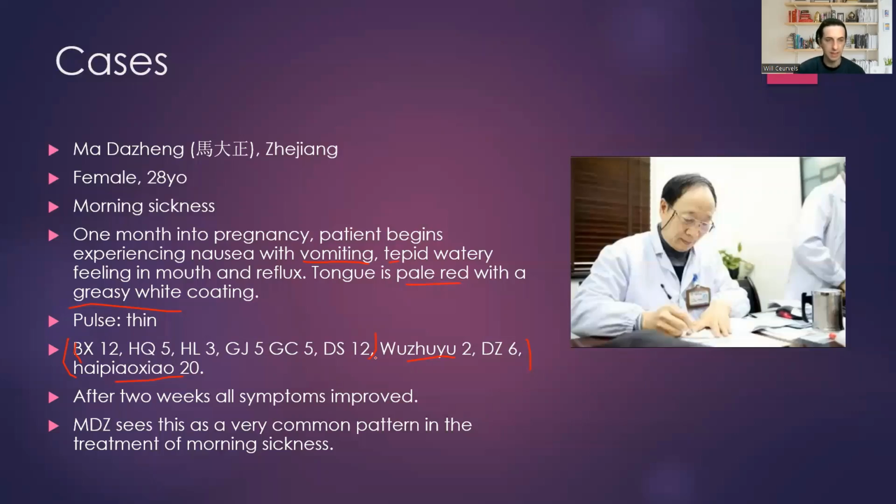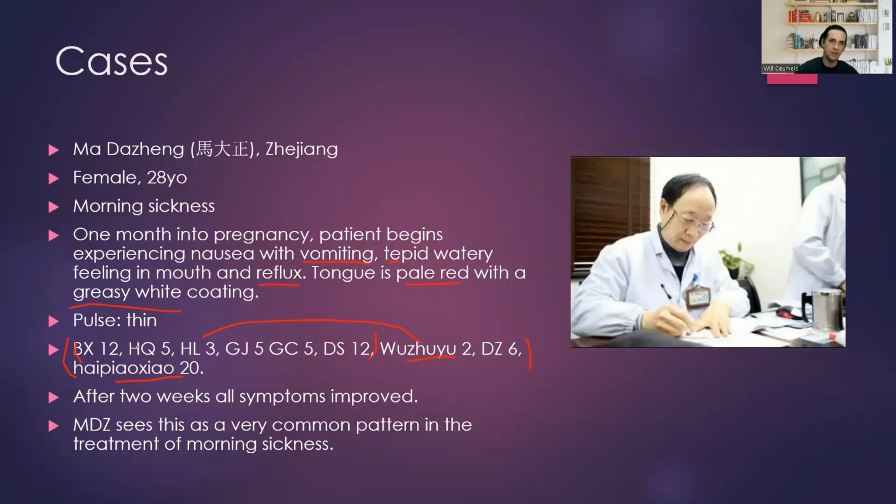Now, the other thing he's doing here is he's sneakily combining these two formulas to actually create another formula, right? Which is this Zuojin Wan, Wu Zhu Yu plus Huang Lian, right? Zuojin Wan is a classic formula used for reflux. Okay, so just something to keep in mind.